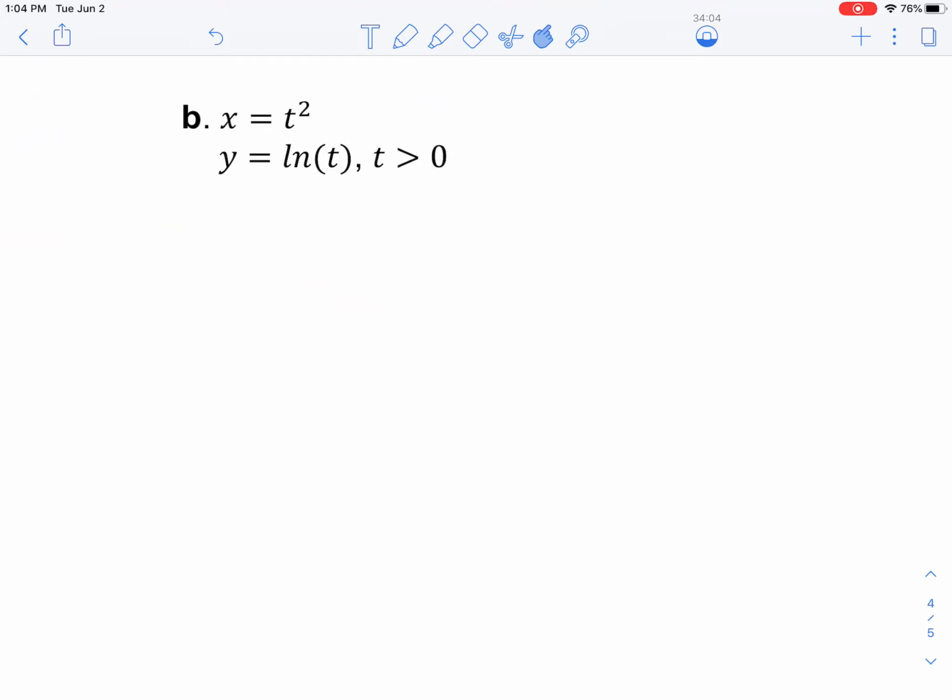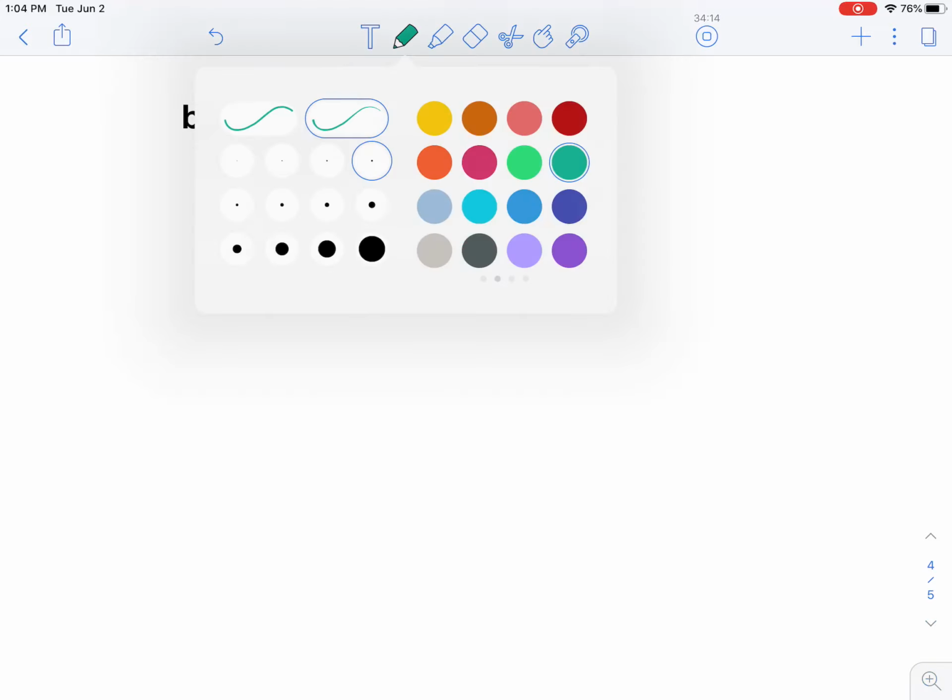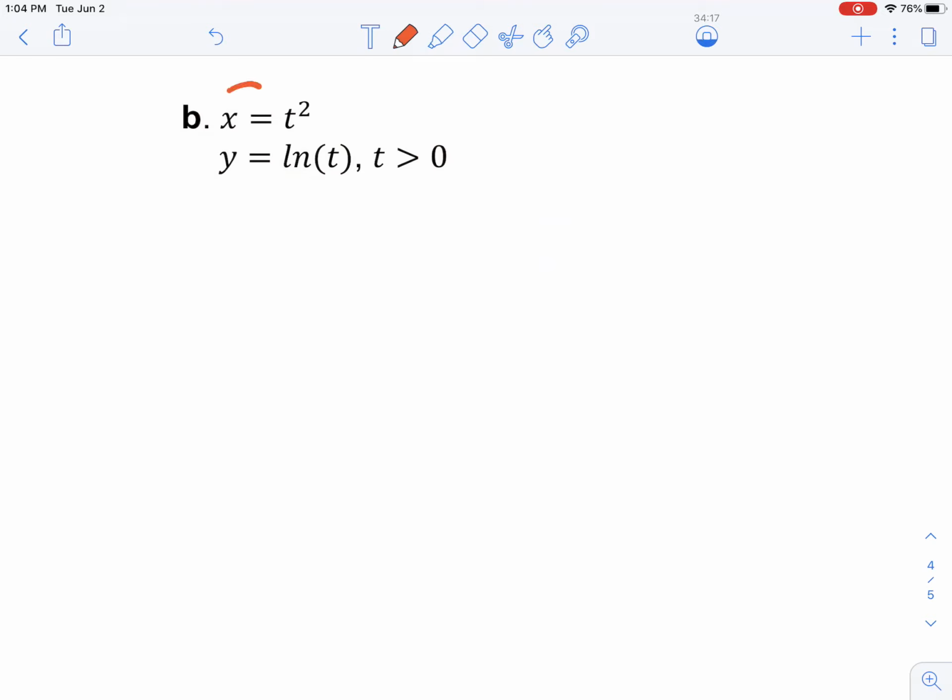b tells us that x is equal to t squared and y is equal to the natural log of t. Right off the bat, I personally think it's easier to deal with x equals t squared and isolate t from there. So in order to isolate t, we're going to have to square root both sides. We need to remember that when we square root and solve, we have to consider positive and negative answers. So we have to consider that t is equal to plus or minus square root of x.